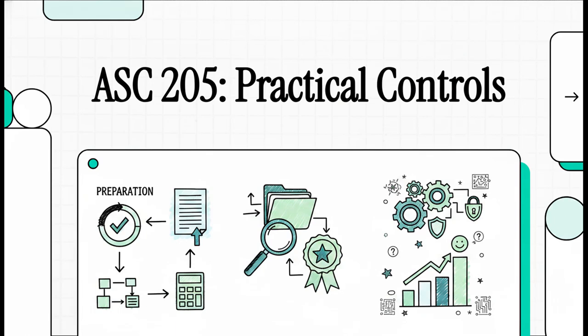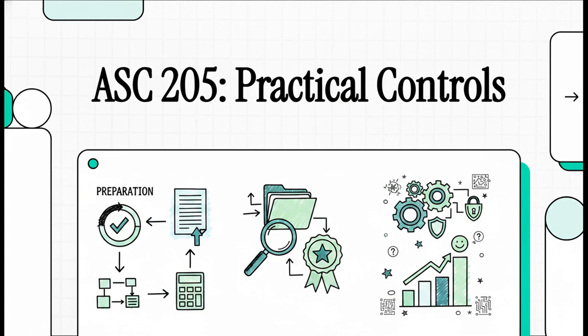Welcome to this final explainer in our ASC 205 series. We've covered a ton of ground so far, everything from the two-part test for discontinued ops to the exact triggers for liquidation basis accounting. But knowing the theory is really only half the battle. Today, we're transitioning from just understanding the rules to actually executing them out in the real world. We're going to lock down the preparation, audit, and control processes that guarantee absolute compliance.